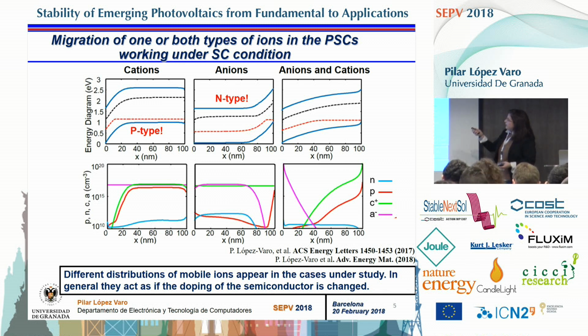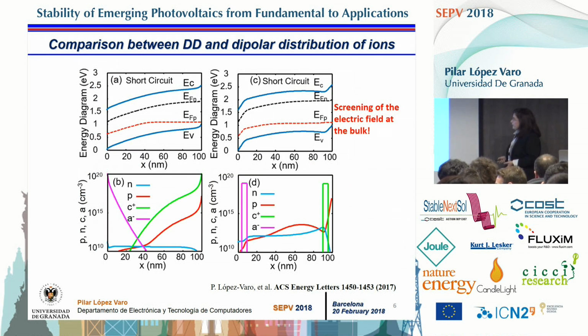In this case, we simulate how the anions move, and as Juan says, there is an inversion of the energy diagram. In this case, this solar cell works as a p-type solar cell, and in this case as an n-type solar cell, and in this case we simulate that the anions and cations move in the perovskite semiconductor. As a result, we observe that a different distribution of mobile ions appears in each case under study, and in general they act as if the doping of the semiconductor is modified.